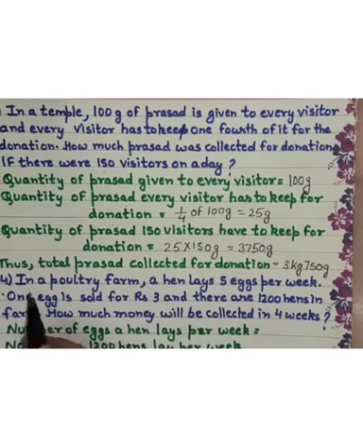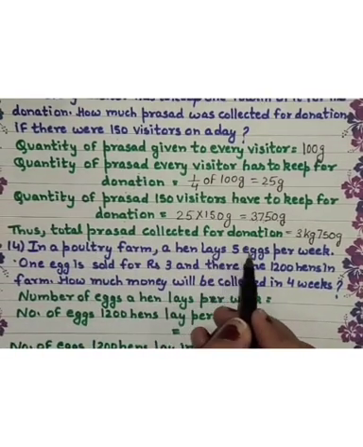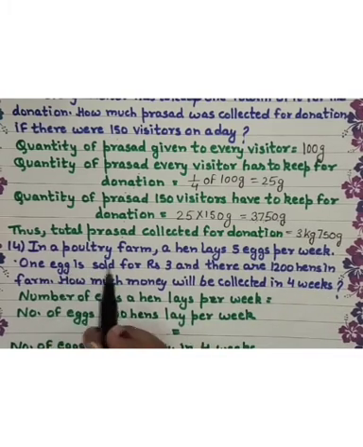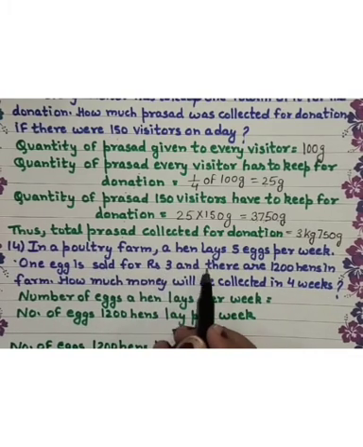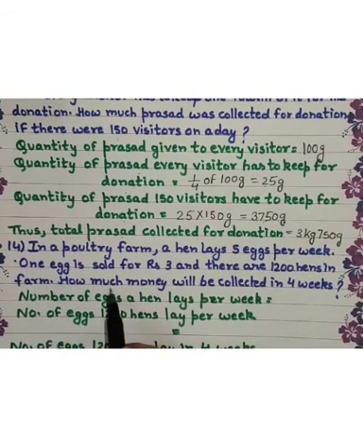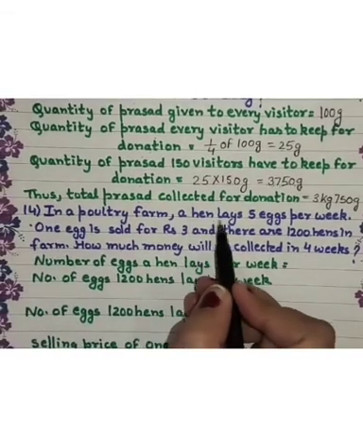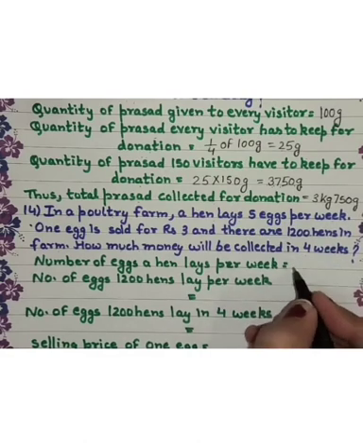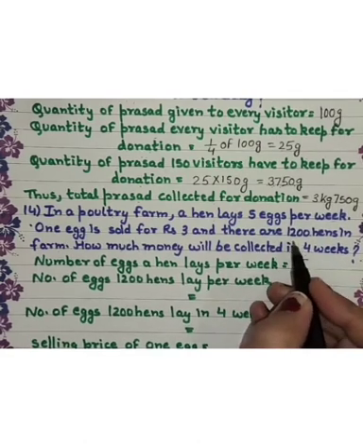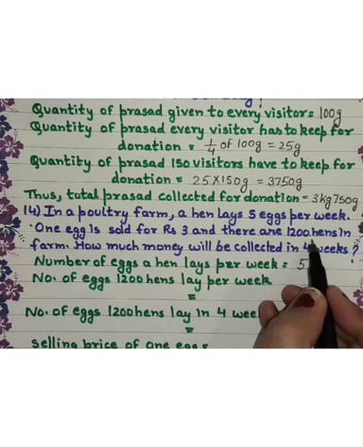Now, question number 14. In a poultry farm, a hen lays 5 eggs per week. One egg is sold for ₹3 and there are 1200 hens in the farm. How much money will be collected in 4 weeks? Now, here one hen lays how many eggs per week? 5 eggs. And how many hens are in the farm? There are 1200 hens.